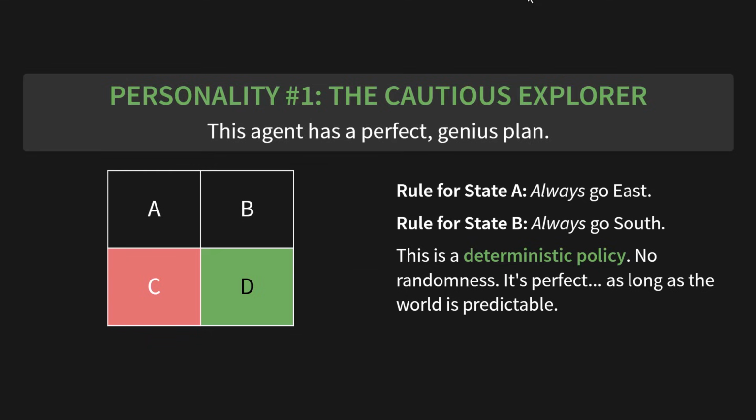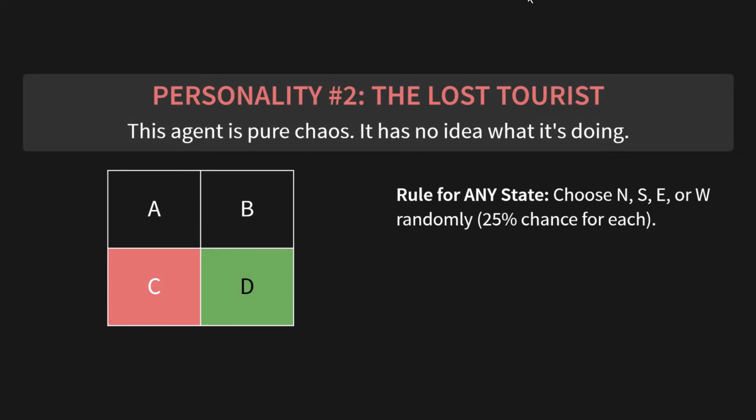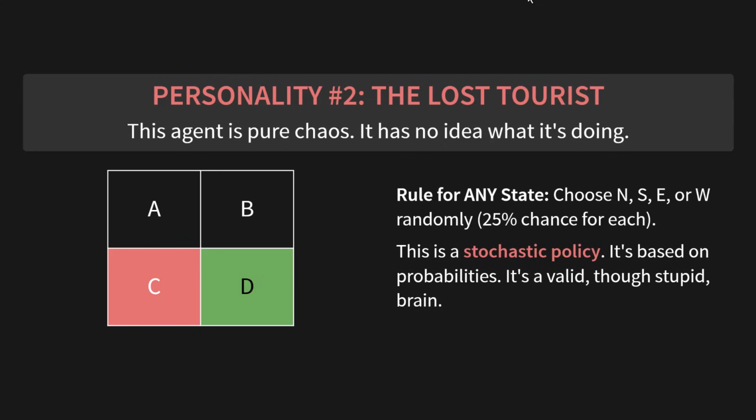Personality number 2, the lost tourist. This agent has no idea what it's doing. It is pure chaos. It arrives in a new state and just picks a direction at random. Its policy is super simple. For any state, choose north, south, east, or west with a 25% chance for each. This is a stochastic policy. It's all based on probabilities.